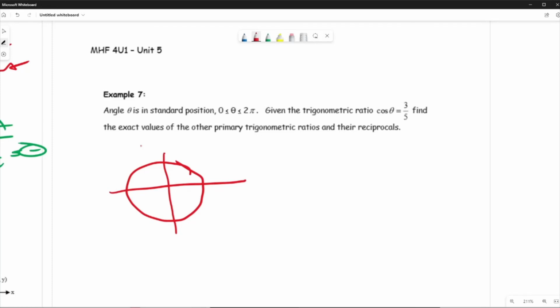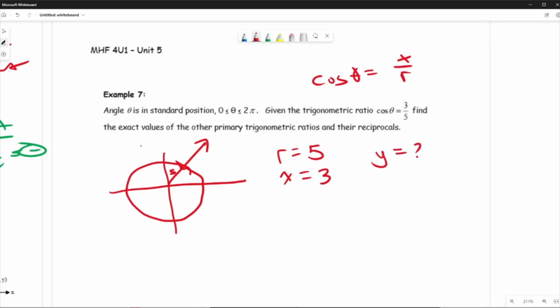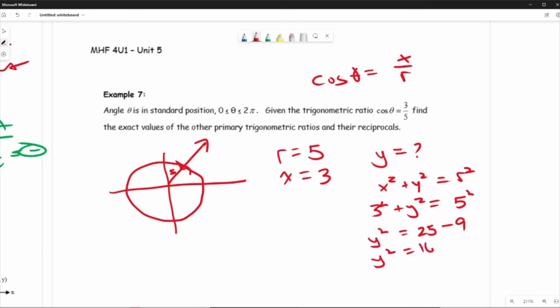Cos theta is 3 over 5, which means my angle could be here. I have a radius of 5, r equals 5, because remember, cos theta is x over r. I have an x-coordinate of 3, which means I have a y-coordinate of what? Well, x squared plus y squared equals r squared. 3 squared plus y squared equals 5 squared. y squared equals 25 take away 9. y squared equals 16. y equals plus or minus 4.